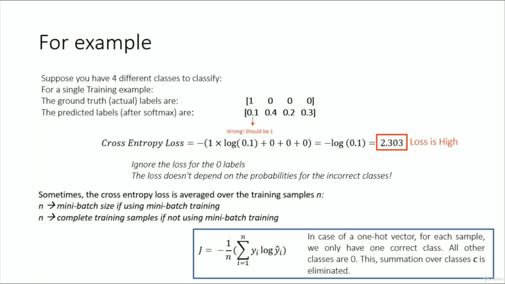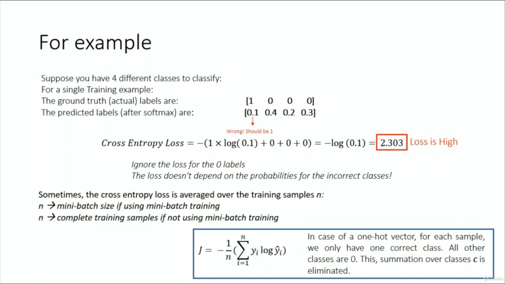So let's take a practical scenario in order to comprehend the cross-entropy loss better. Suppose we have 4 different classes that we want to classify. For a single image, we want to classify this image into 4 different classes. Let's say that the 4 classes are cat, dog, bird, and cow.